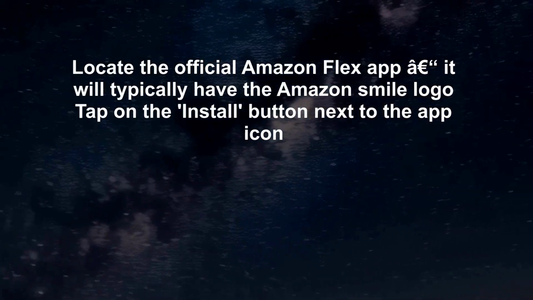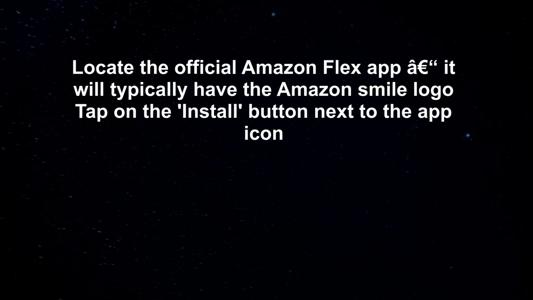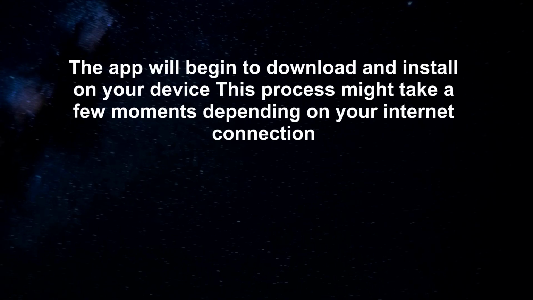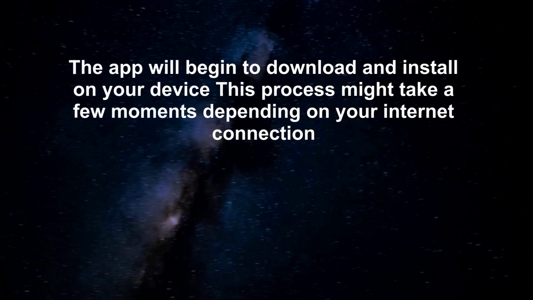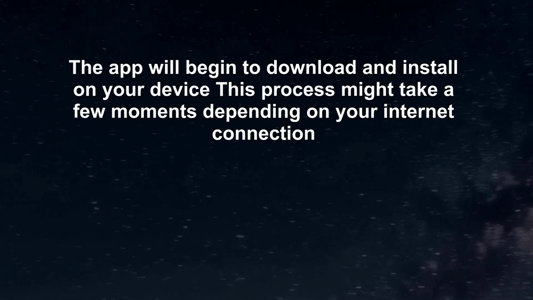Locate the official Amazon Flex app. It will typically have the Amazon Smile logo. Tap on the install button next to the app icon. The app will begin to download and install on your device. This process might take a few moments depending on your internet connection.